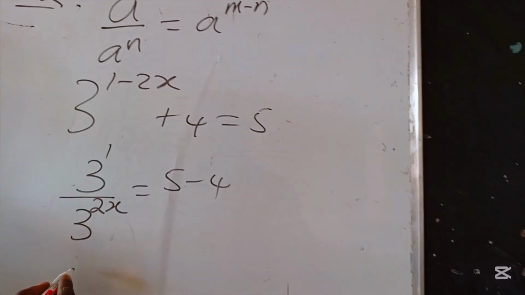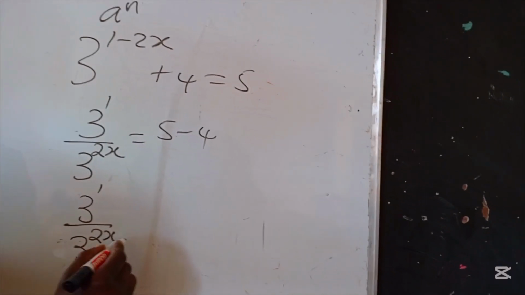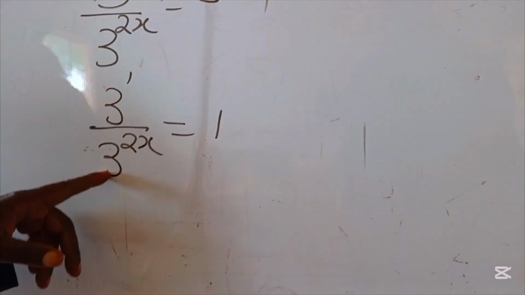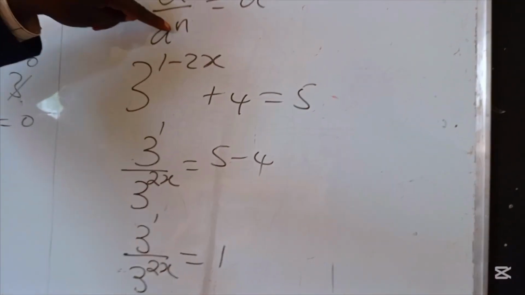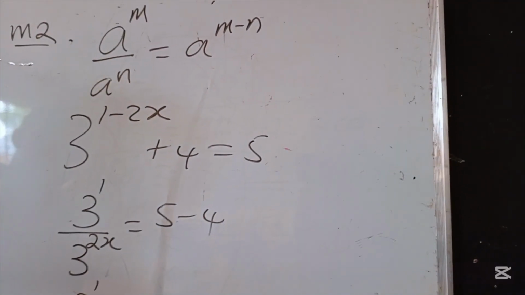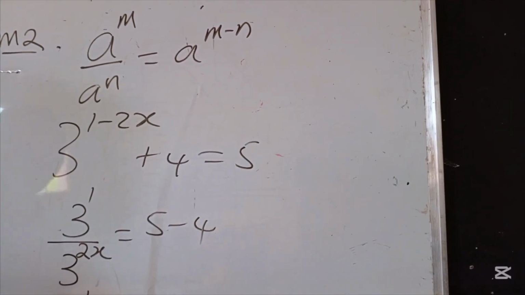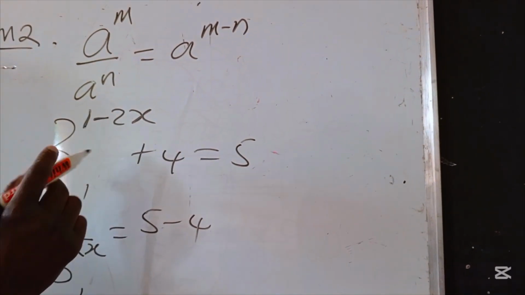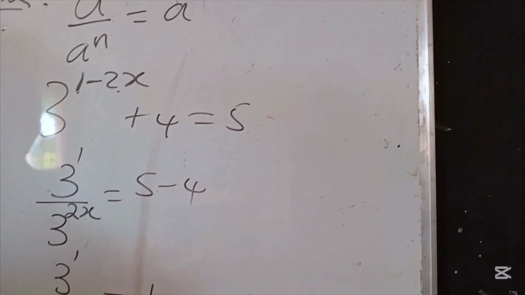Which you are going to agree with me that this is 3 to the power 1 over 3 to the power 2x equals 1. Where is the 3 to the power 2x coming from? It is coming from the fact that the top subtracts the bottom one. That's why I can have this picture, which is a to the power m minus n. So meaning that for them to have 1 minus 2x, it means the top power subtract the bottom power. So this is what I've engaged here.